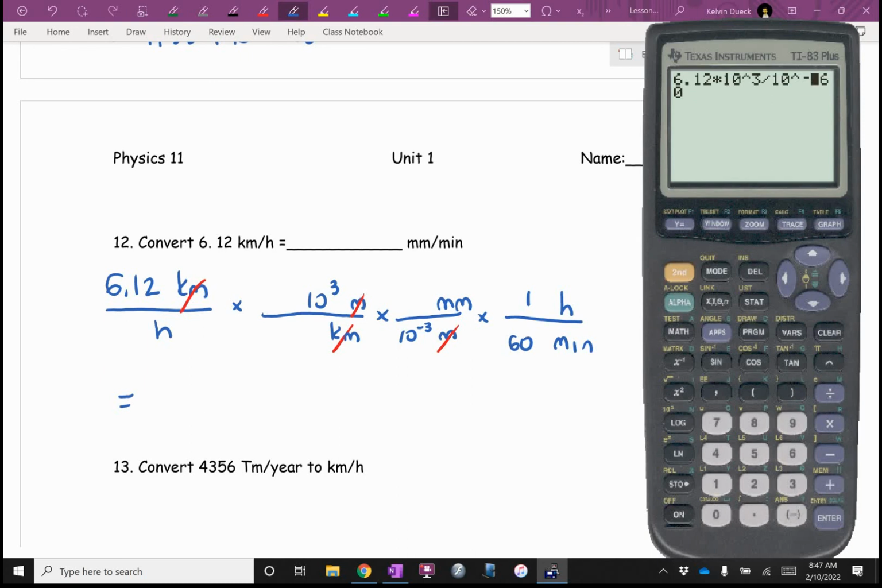Oh, the negative 3 didn't show up. Insert, there's supposed to be a 3 there. So if you ever get an error, use your calculator to help you find where it is.